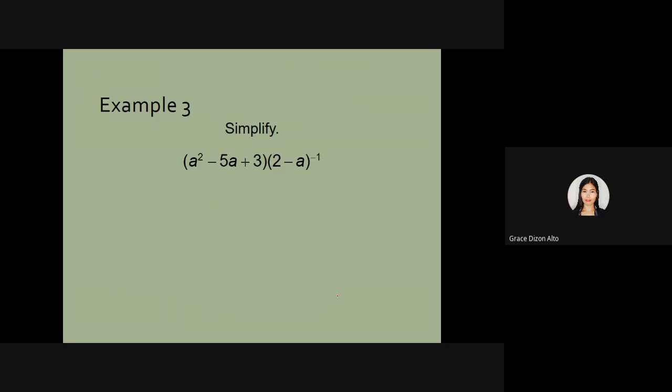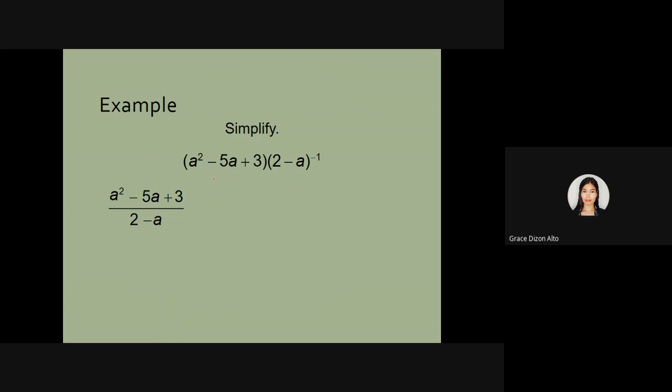So as we have discussed in your previous years or grade level, during the laws of exponents, when a certain term or polynomial is raised to a negative exponent, it will become 1 over the certain polynomial so that there will be no negative exponent. Okay, so it will look like this.